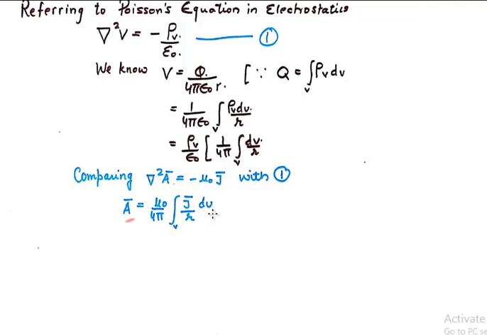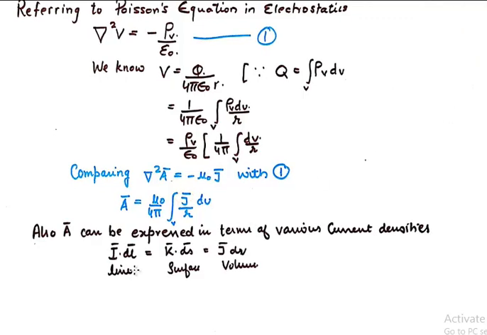Alright. So J over here represents current density. Current densities can be represented in 3 different formats. So I can have 3 different expressions for A. I can have line current density, volume current density, and surface current density. And the line current density can be expressed as I dot dl, surface current density can be expressed as K dot ds, and volume current density can be expressed as J dot dV.